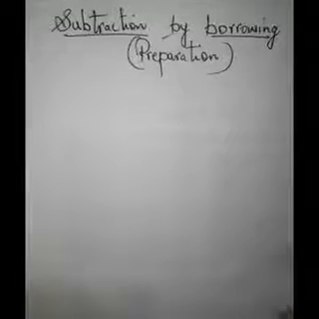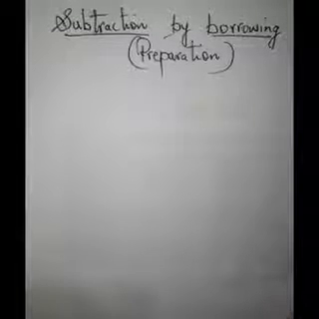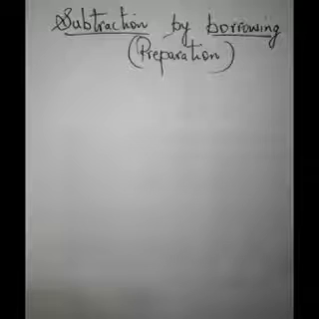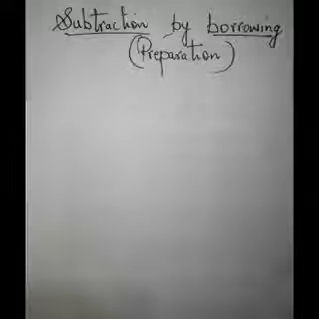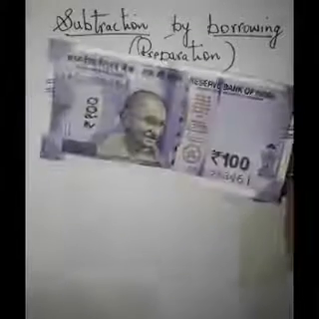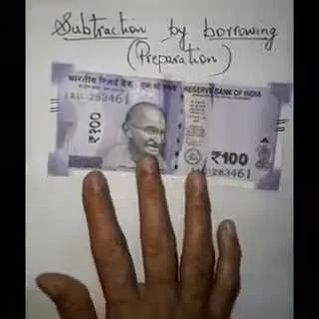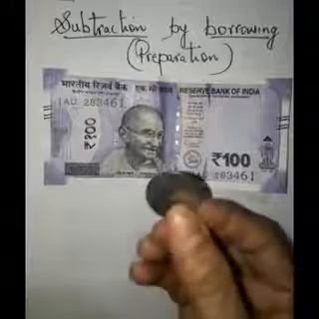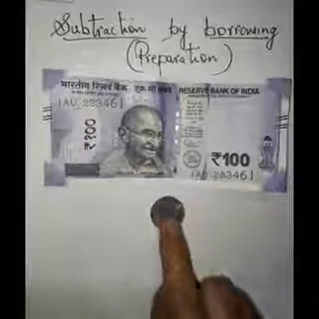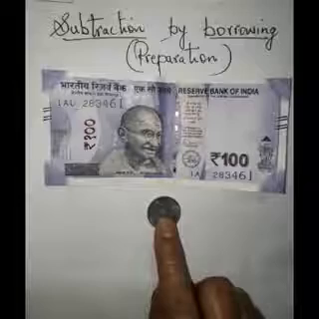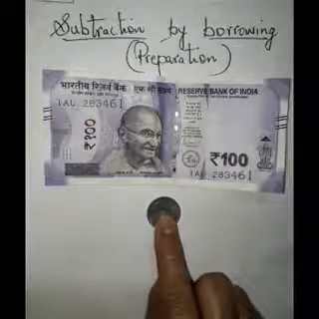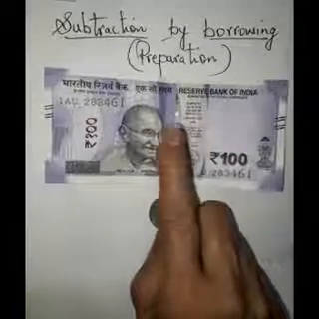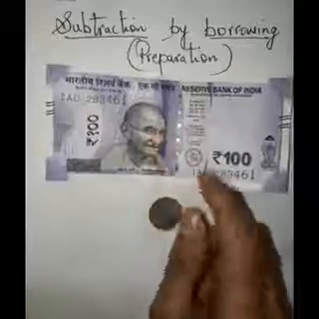Now suppose it is 1 rupee and I want only 1 rupee note or 1 rupee coin for the change of 100 rupees. So I should get 100 coins of 1 rupee to make it 100 rupees.